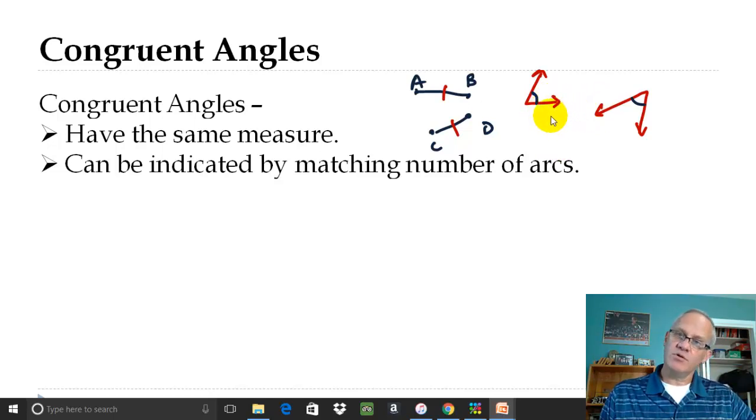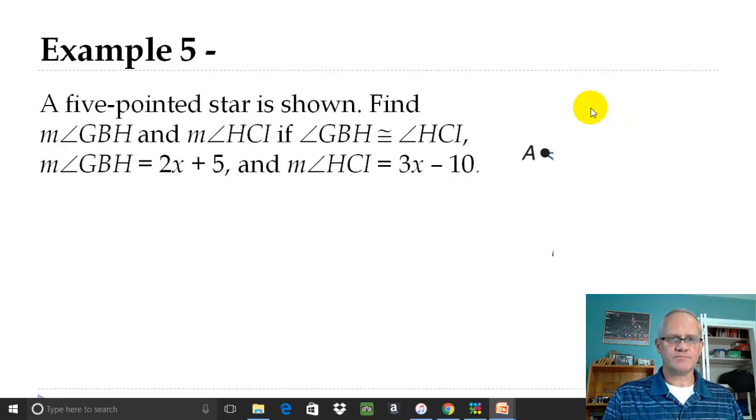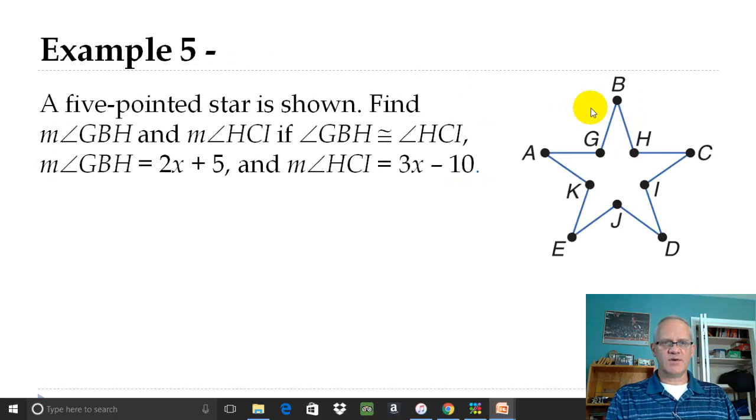If you have multiple angles, one you might mark with one arc. If I made this 2 arcs and made this 2 arcs, that also indicates that these two are congruent to each other, but they would not be congruent to the angles that have 1 arc. Okay? All right, let's look at an example here.